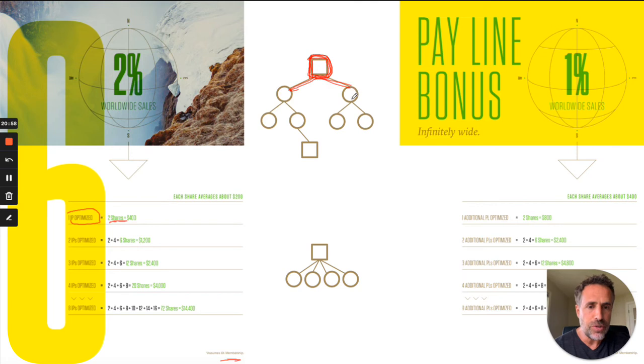Okay, so in this example, you've optimized your income position 1. You build your 2 teams, you optimize those 2 teams, you earn 2 shares, and each share is worth around $200, so $400 in this example, because it represents 2% of the worldwide sales of the company. So whatever the company produces and sells every week, they put 2% aside, and then they split that 2% among the number of shares there are, earners. And so we've seen that on average, it's around $200 each week.